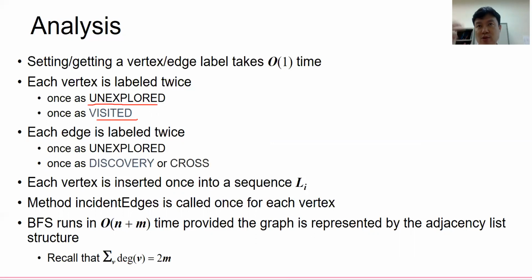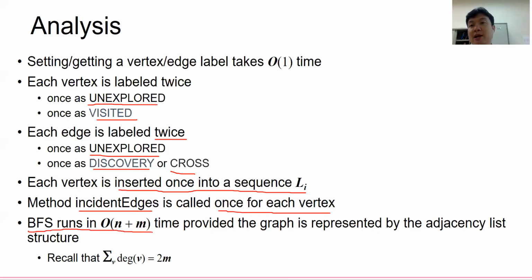you just label twice, so the operation will take only twice. For the edges, it is also the same: it will be labeled twice, as unexplored and discovery or cross. Okay, and every vertex is inserted once into the sequence Li, so it means just one time into the list. The incident edges method is called once for every vertex, so it's just one time. So the maximum will be just the number of vertices. So we can say that the BFS runs in O(n + m).